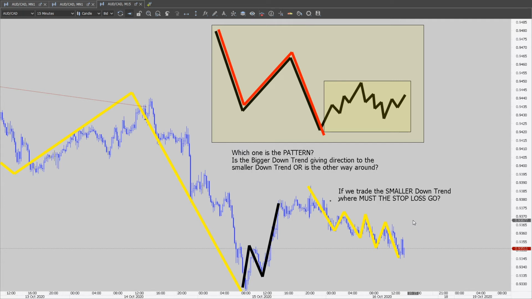You can ask the traders in the passion, I don't believe you. Good, cool, great. I love the non-believers. Ask other people in the community. Stop loss is the difference. Yes, sir. If we trade the smaller downtrend, where must the stop loss go? If you understand, everybody, what we are talking about today, the answer is easy.